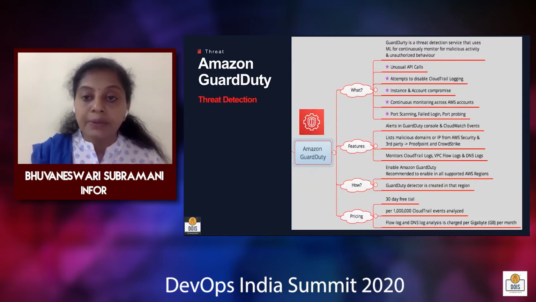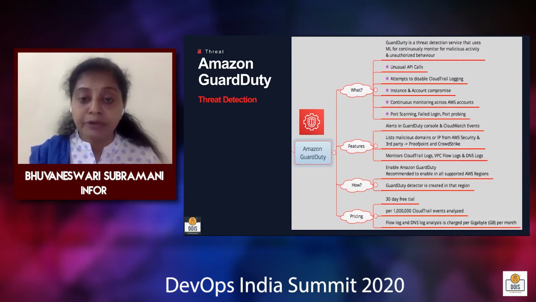GuardDuty is a threat detection service based on machine learning, which continuously monitors for malicious and unauthorized behavior in an account. Either it's Amazon GuardDuty or Amazon Inspector, you're not going to define the logic or build something from scratch. These are managed services, pre-built and ready-made for us to consume readily without spending much time or reinventing the wheel. So what can GuardDuty do for us? It can detect unusual API calls, attempts to disable CloudTrail logging.